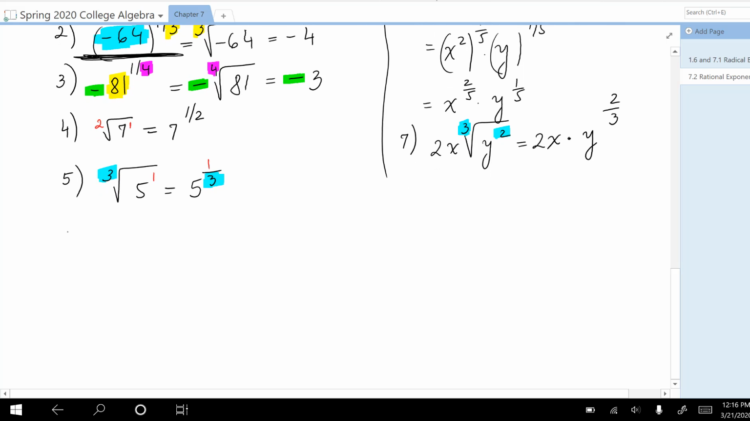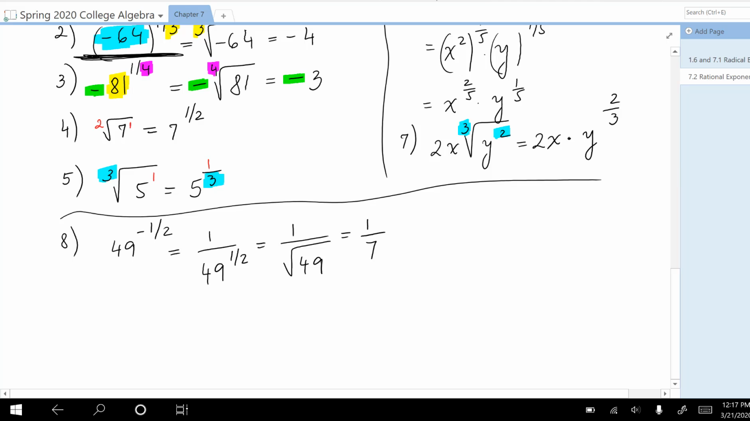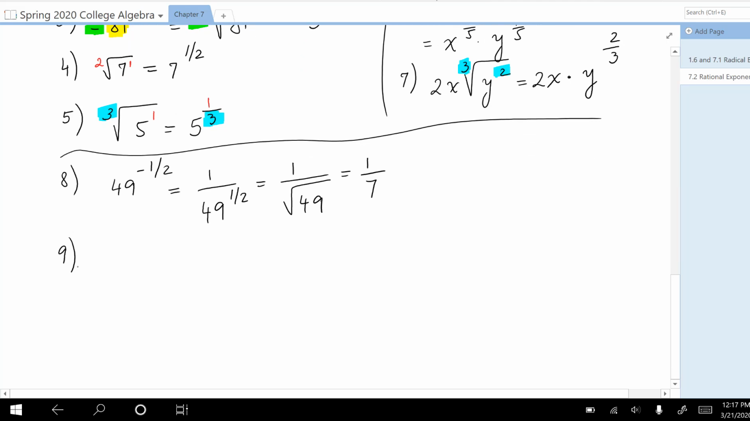A few more examples. So let's say 8. It says rewrite the exponents using radicals. So for example, you have 49 to -1/2. So this would be 1 over 49 to 1/2, which is square root of 49. So it's 1/7. So we could simplify it. So you see, 49 to -1/2 wouldn't make any sense, right? But simplifying it using the positive exponents and radicals, it makes more sense.